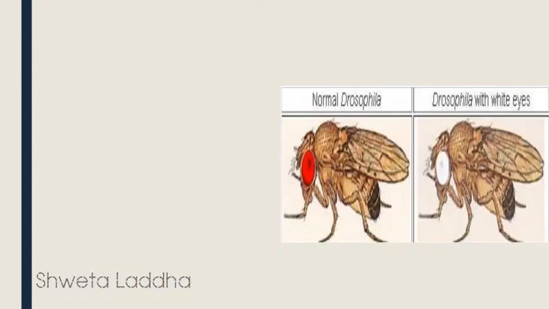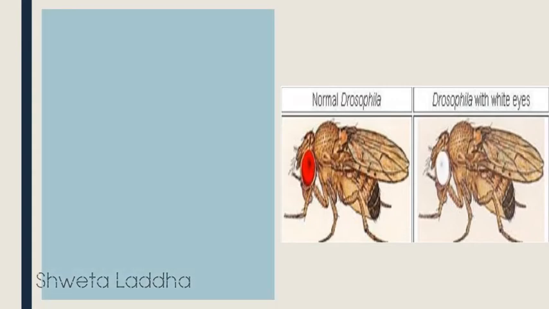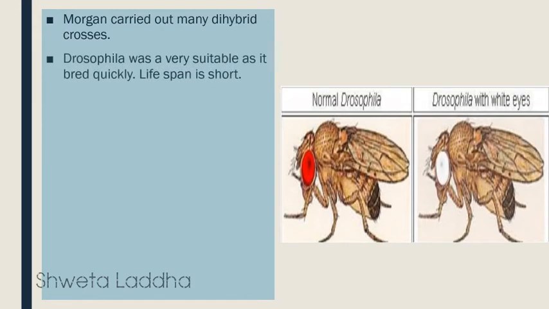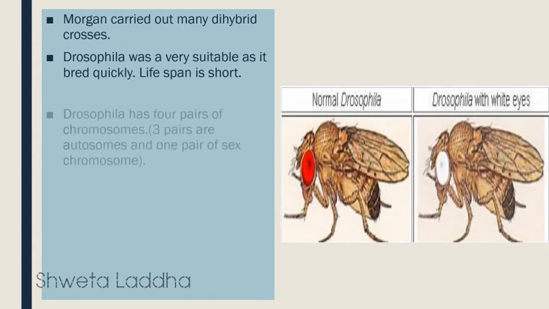So let us see, what did he study? He studied Drosophila, fruit fly, Drosophila melanogaster, because the lifespan of Drosophila is very short. It can be bred easily, and there are a maximum number of multiple alleles, which gave him a chance to study and carry out more experimental work on Drosophila. He also carried out a number of dihybrid crosses. Because of the short lifespan, it was a suitable animal to be studied.